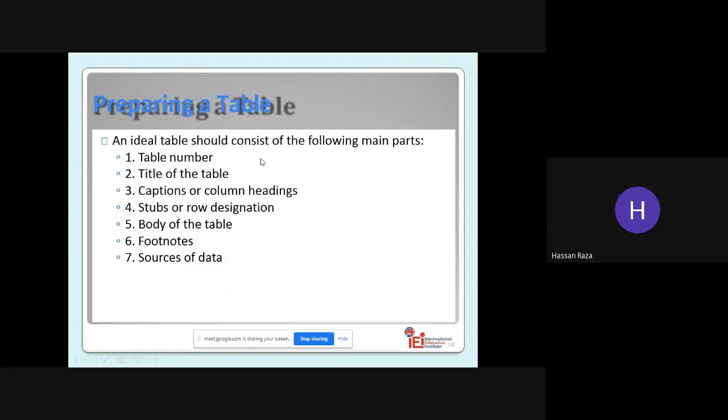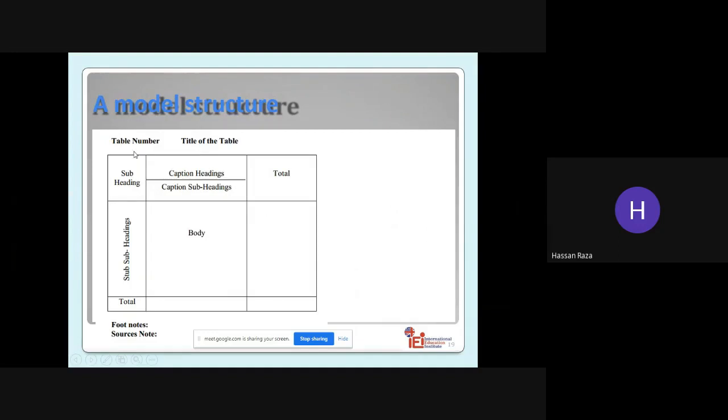Preparing a table must have information consisting of table number and title of the table. If we are going to make a certain number of tables in our data or in our research, then there will be a table number for each and every table. Title of the table we have discussed in each and every aspect, then captions: column captions are the column headings, then stubs are row designations, row headings, row captions, body of the table, then footnotes and the source of the data. And model structure: table number, title of the table, these are the column captions, total body. We can add a total at the end or at the side of the table as well.